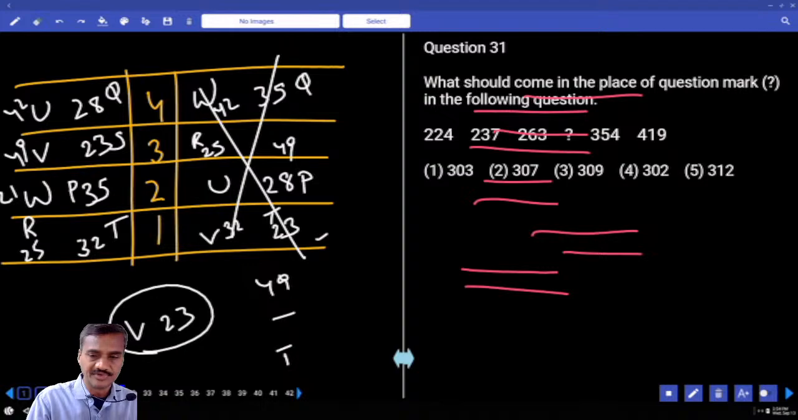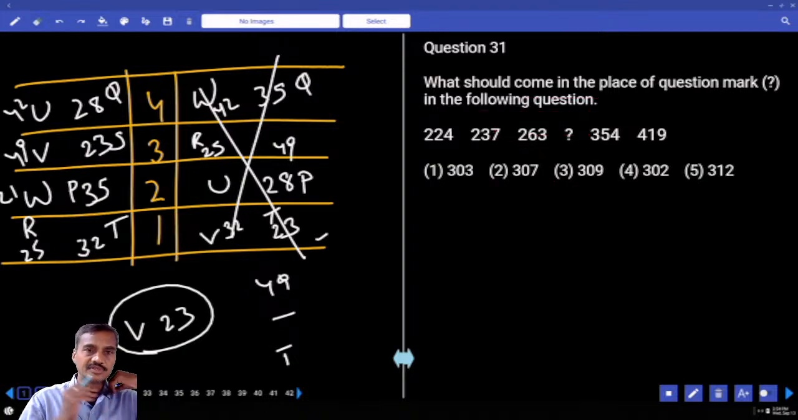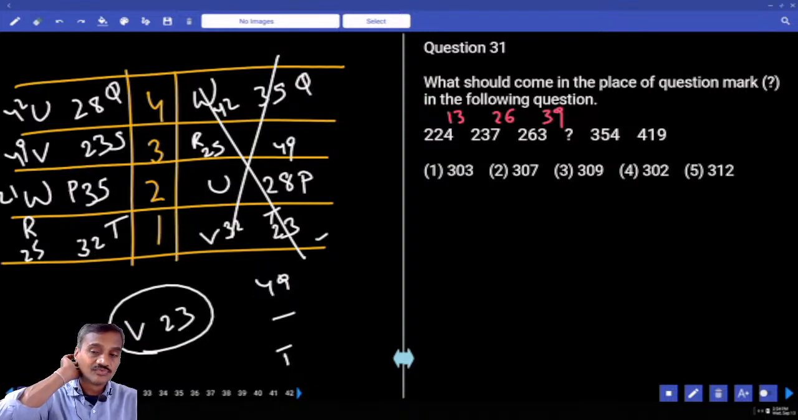Now question number 31. 224, 237. What is the difference? Now here this must be under difference because 354, 419, numbers are increasing at a smaller rate. 24 and 37, the difference is 13. And 37 and 68, tell me what is the difference we have? 26. Now 13, 26, multiples of 13, next one is 39. That is 263 plus 39, how much? 302. Choice 2.